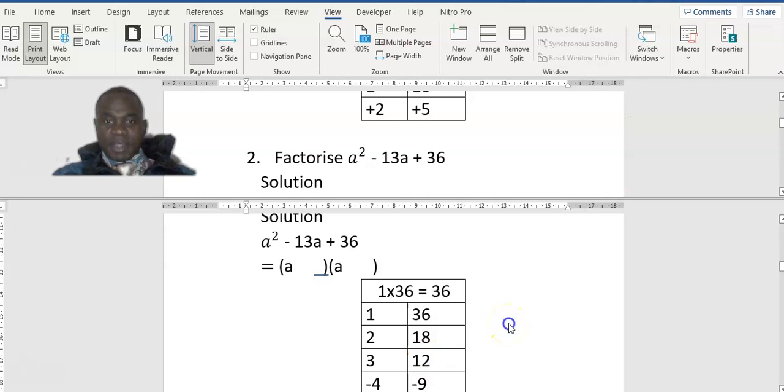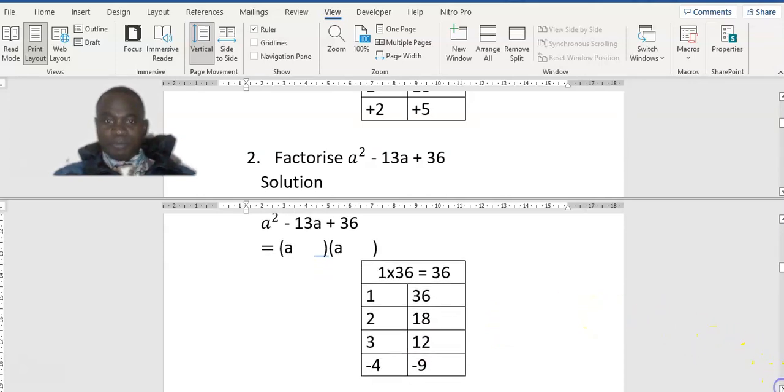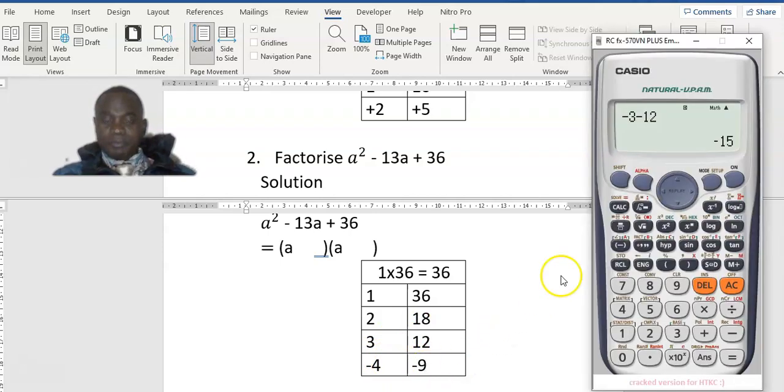Are we together? Let's move on to 4. For 4, we are going to say 36 over 4. What does it give us? 9. So it means 4 times 9 will give us 36.